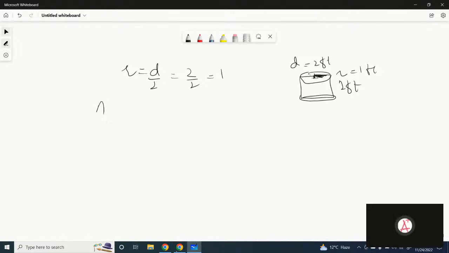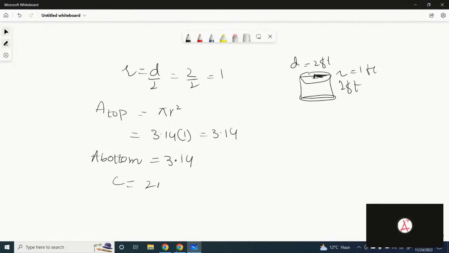First let's just find the area of the top. It is a circular shape, so it would be pi r square. Pi is 3.14, r is 1, that means it is 3.14. The bottom has the same area. Got it? The area of the bottom is 3.14 because it has the same dimensions. Got it? So now you have to find the circumference of the top circle. It would be C equals 2 pi r. 2 times 3.14 times 1. It would be 6.28. Got it?